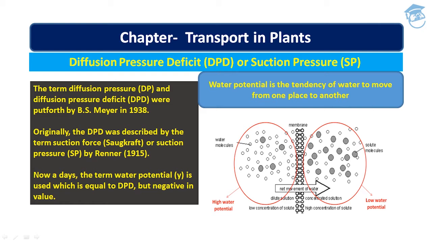See, this is the membrane. This is the water molecule, this is the solute molecule, this is the low water potential area, and this is the high water potential area, but this is low concentration of solute. That means solutes are very little. See, these dots are representing solutes, and these are water molecules. So net movement of water takes place from high water potential to low water potential.